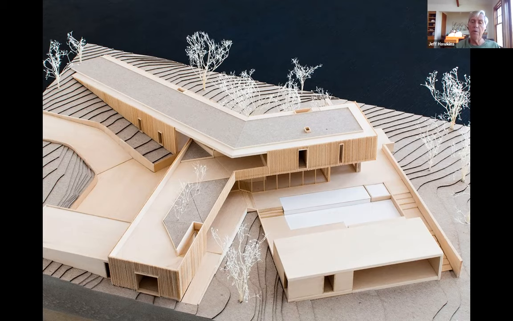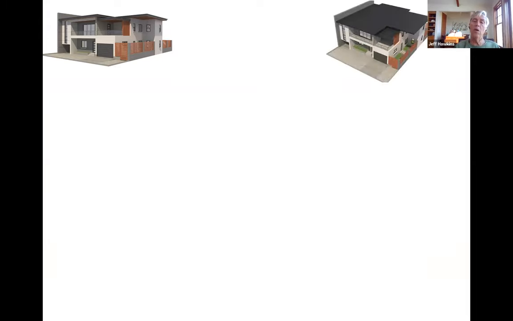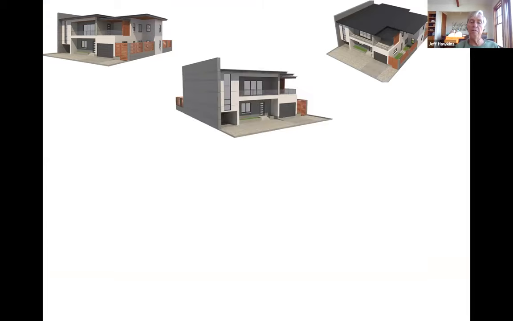But now we build them in computers. So here's a model of a house that was designed on a computer. It solves the same thing. We basically can say, what does it look like from this direction? What does it look like from that direction? How do I get from point A to point B?